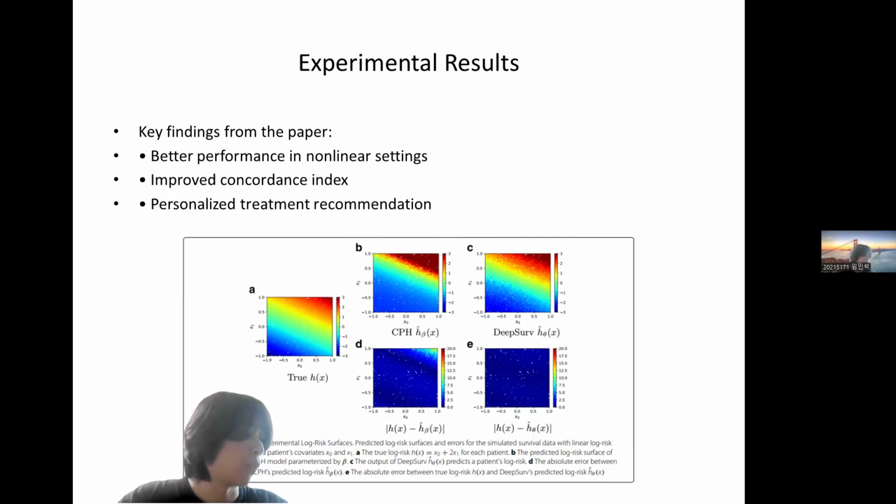The paper evaluates model performance using the concordance index, often called the C index. The concordance index measures how well the model ranks individuals according to risk. A higher concordance index means the model more accurately predicts which individuals are likely to experience the event earlier. This metric is widely used in survival analysis because exact survival time prediction is often difficult. Instead, many survival models focus on correctly ranking relative risk.